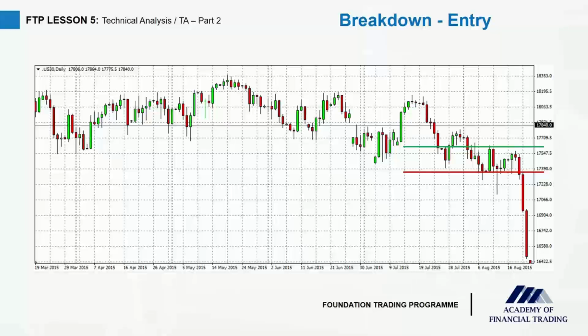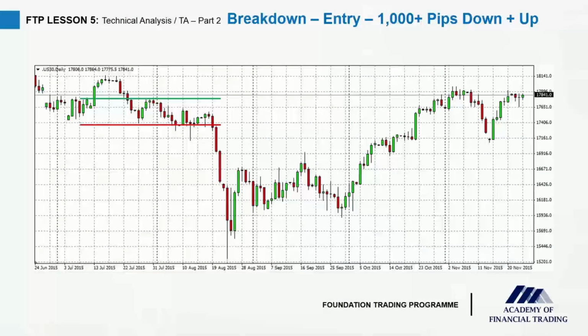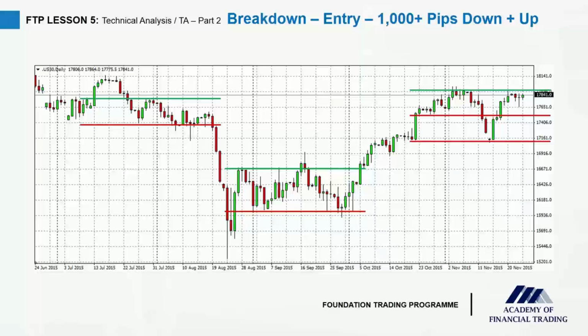We can then see a new floor forming. Okay, we can then see a new ceiling forming, and then we can see the activity of the retail traders at these levels of interest. And when we see something like that, we can see the potential for a breakdown. We can see the potential for an entry. We can see a movement of 1,000 pips between the down movement and the subsequent movement back up.